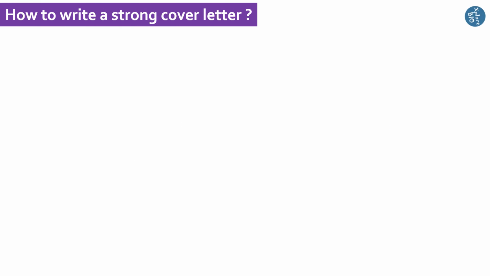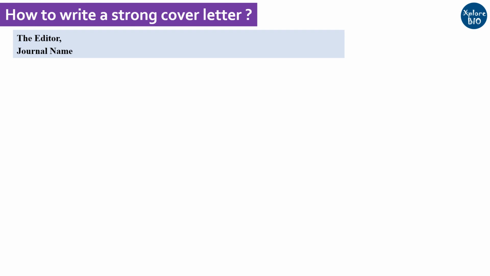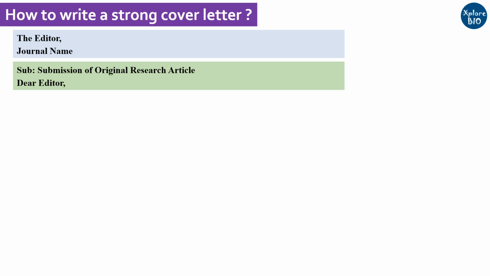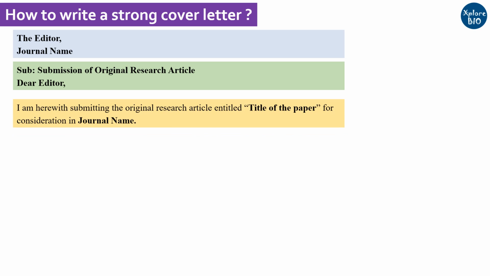You begin your cover letter with the editor or the editor-in-chief, followed by the journal name. Next comes the subject, in which you write whether it's an original research article or a review. Next comes the main text of the letter, in which you mention that you are submitting your paper, mentioning its title, in that journal for consideration.